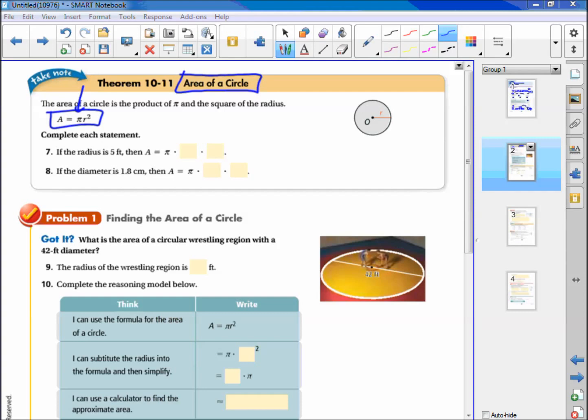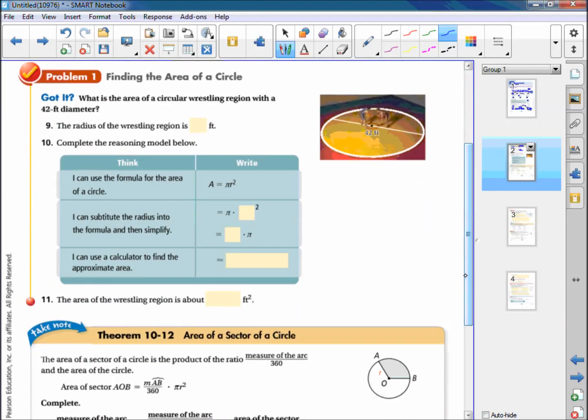So if the radius is 5 feet, then A is equal to pi times 5 times 5, radius squared. If the diameter is equal to 1.8, then the radius is 0.9, and the area will be equal to pi times 0.9 squared.